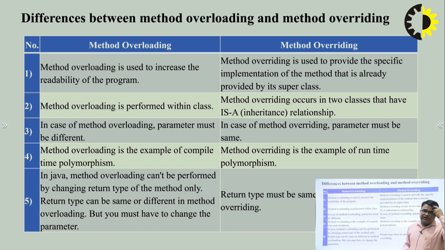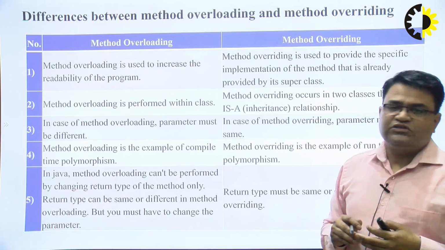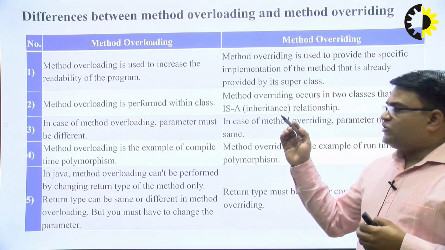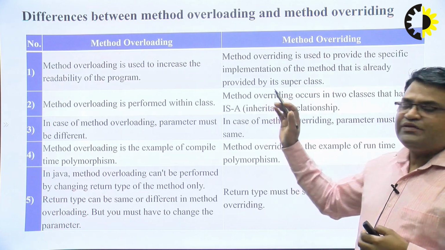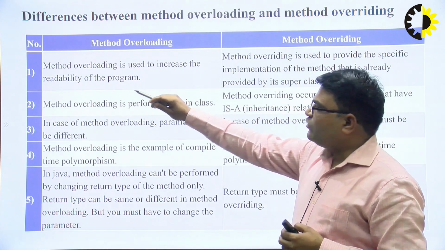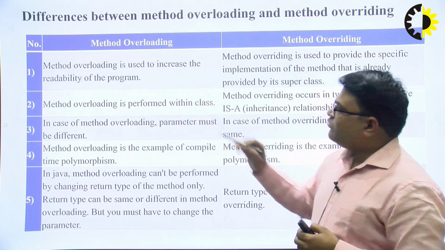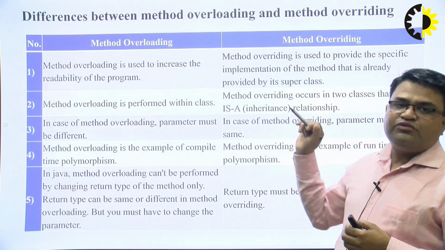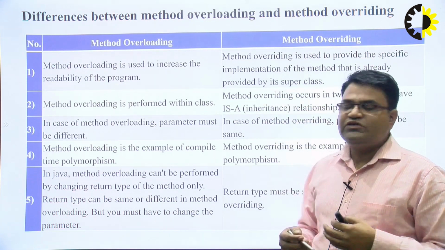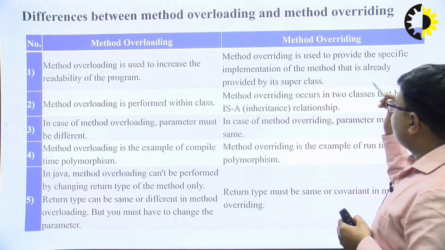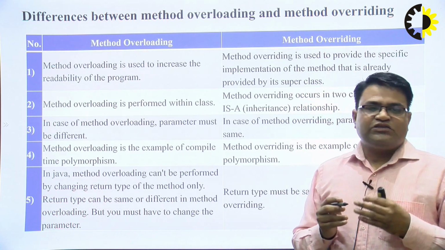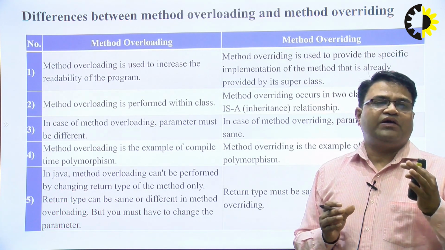This is the difference between method overloading and overriding. This is a table where all the things are covered. First of all, method overloading, and second, method overriding. Method overloading is used to increase the readability of the program. We declare the same method multiple times. Method overriding is used to provide the specific implementation of a method that is already provided by its superclass.